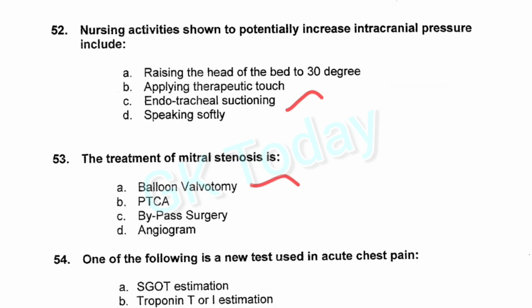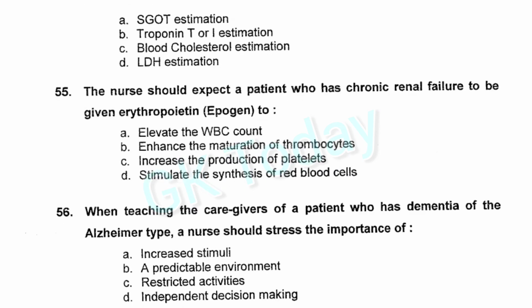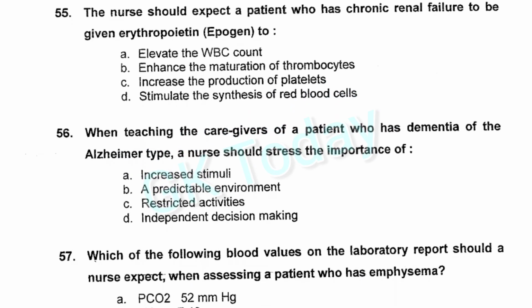54. One of the following is a new test used in acute chest pain. Correct answer is option B, troponin T or I estimation. 55. The nurse should expect a patient who has chronic renal failure to be given erythropoietin, Epogen, to, correct answer is option D, stimulate the synthesis of red blood cells.